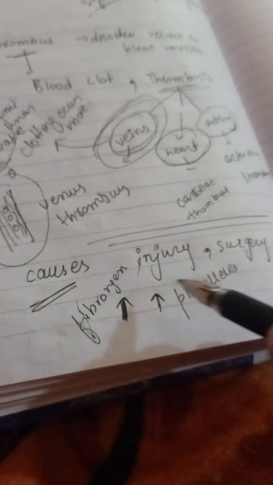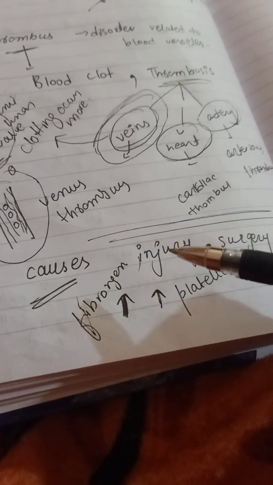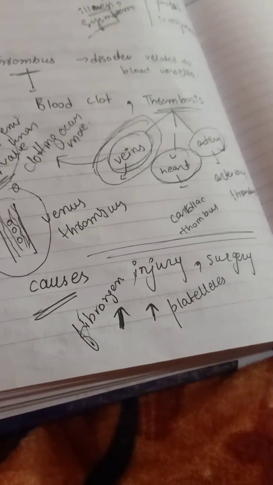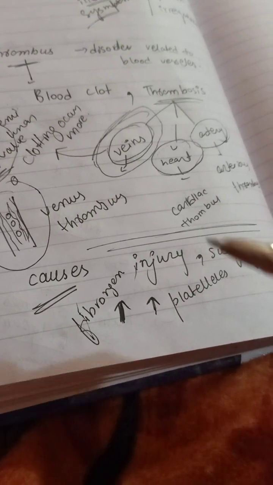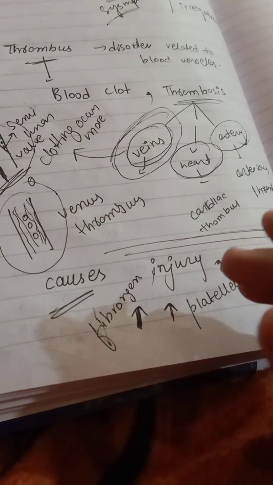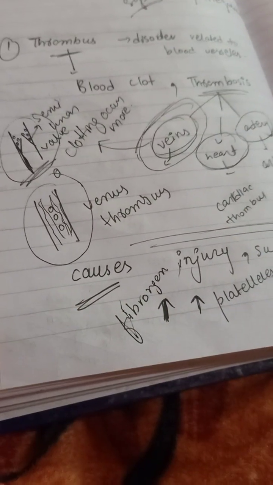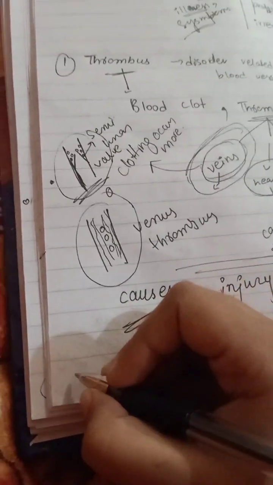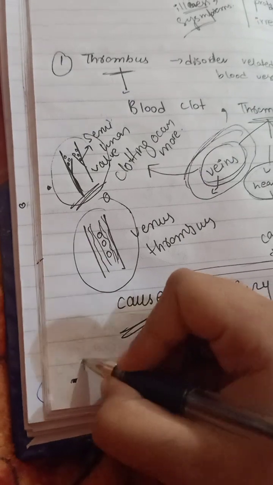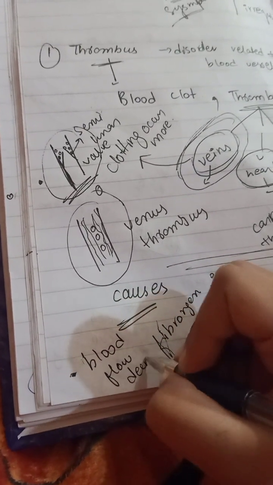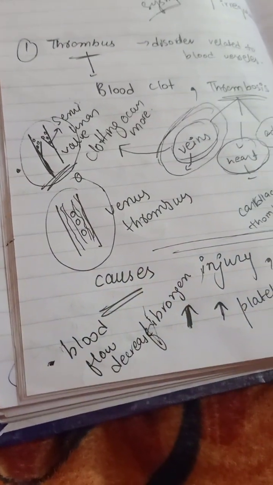So if these both increase, the blood clotting will start to increase, and the blood clot will occur. When the blood clot occurs in these three, like a thrombus, then the blood flow will decrease, and it can cause a problem too.